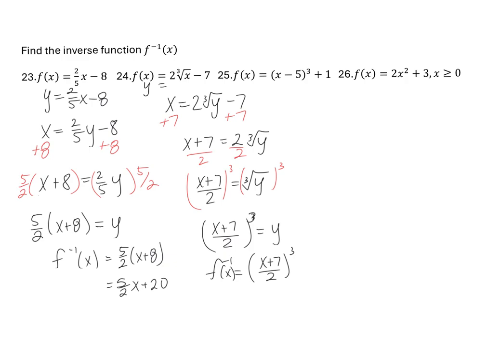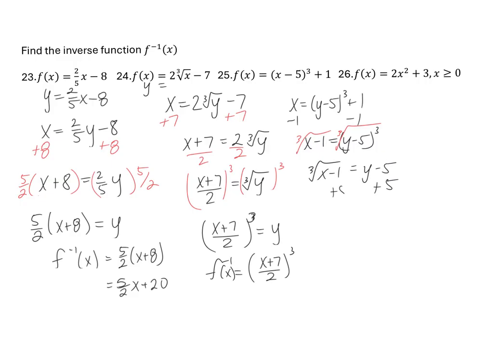On number 25, x equals y minus 5 cubed plus 1. Subtract your 1. X minus 1 equals y minus 5 cubed. Undo the cube by taking the cube root. Cube root of x minus 1 equals y minus 5. And we're going to add 5, but we're going to add it outside the radical. Cube root of x minus 1 plus 5 equals y. So the inverse is a cube root of x minus 1 plus 5.